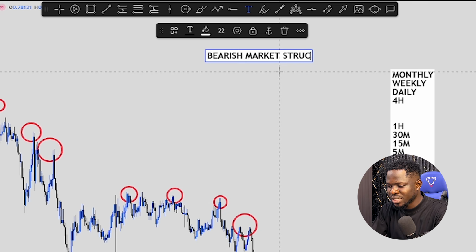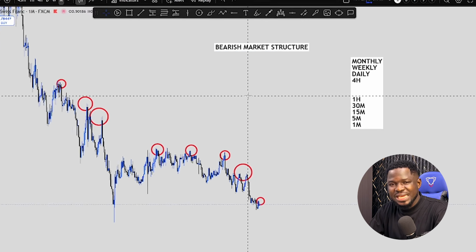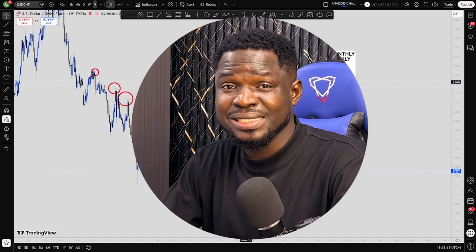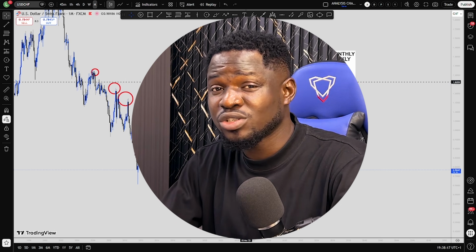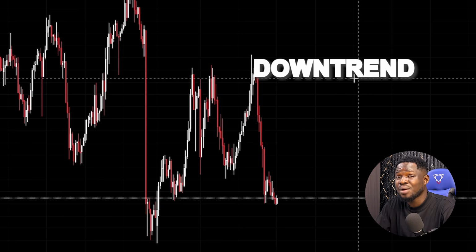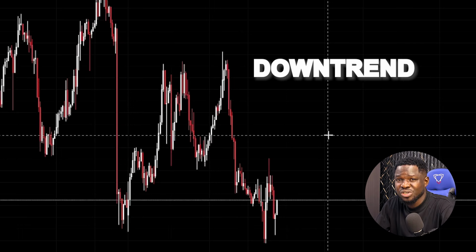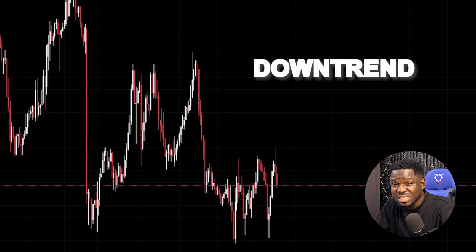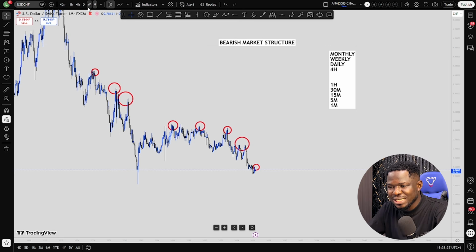So, bearish market structure. Being able to understand the direction of the price on the monthly time frame gives me the overall view of what is going to happen throughout that month. If the month of May is bearish, that means throughout that month price is going to be bearish overall on the monthly time frame. Let me scale down to the weekly time frame.